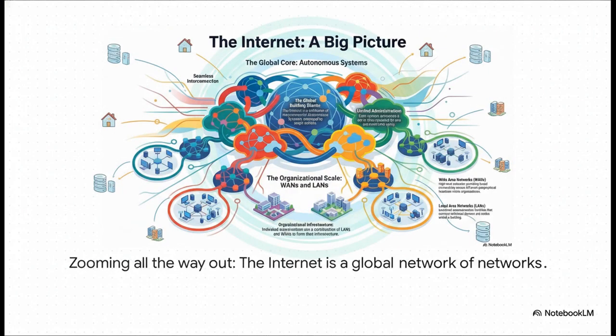And when you take all of those pieces, every home network, every office, every giant data center, and you link them all up with WANs, you get this. This unbelievably complex, beautiful, global collection of interconnected networks. This is the Internet. It's not one single thing. It's a network of networks.